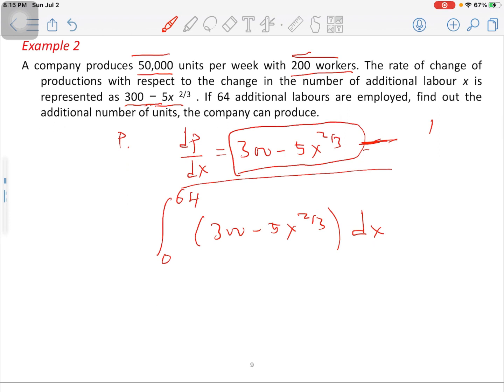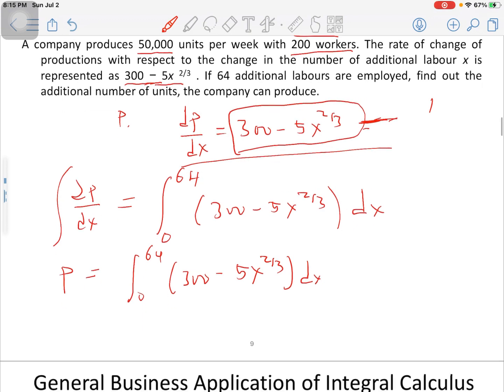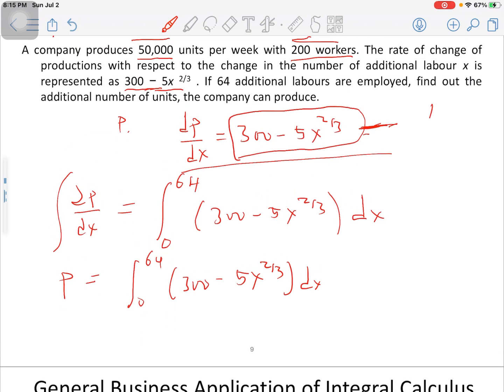So based on this, as usual, let's find our production function. So our production function P is equal to the integral of P dx, because we are finding the integral of both sides. So we go to 64, 300 minus 5x power 2 over 3, dx. To find this, what we are going to do is integrate the right hand side.